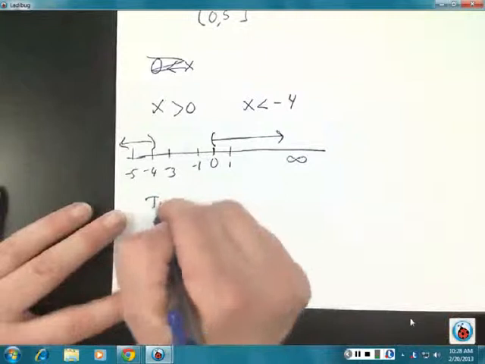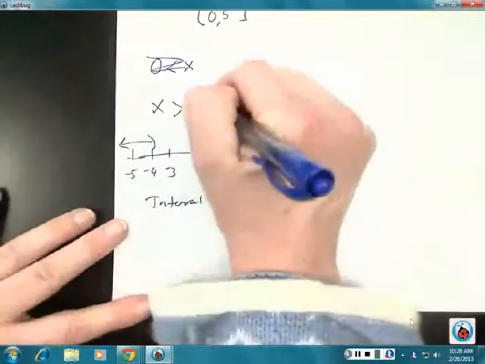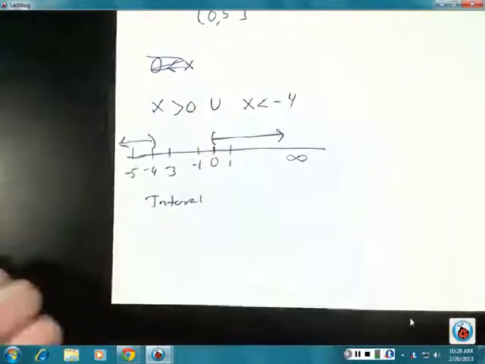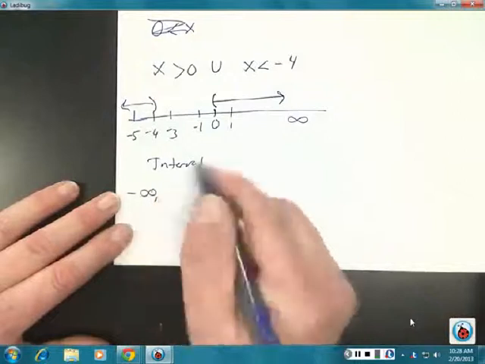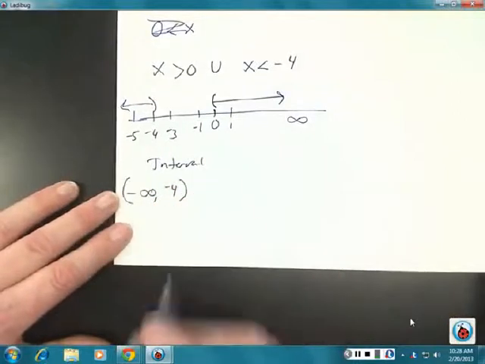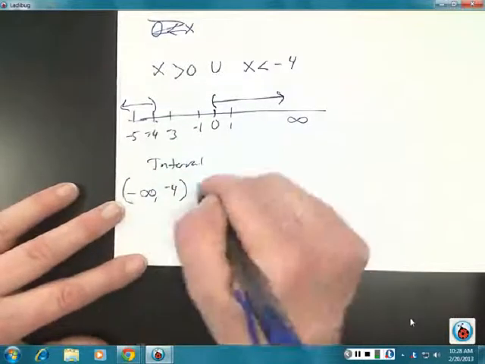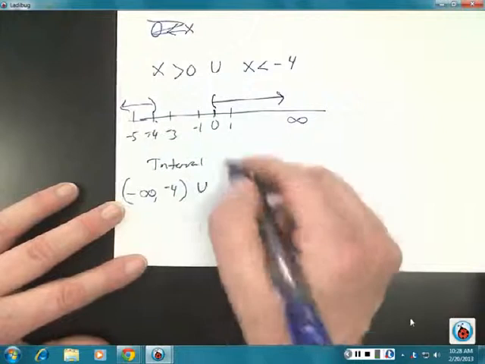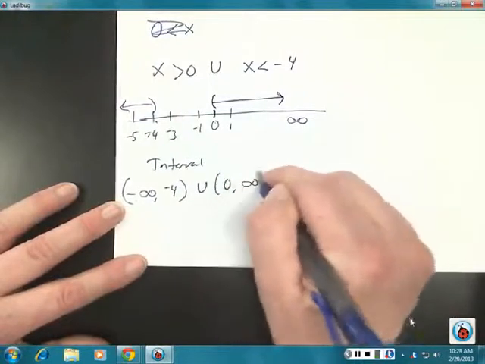None. You don't have any. Yeah, you do, because in here you have a union of these two sets. So you have two pieces of interval notation. So negative infinity to -4, parentheses on both, because I can't include it, and infinity I never know where it ends, so it's a parenthesis always. Union with the opposite one, which is 0 to infinity.